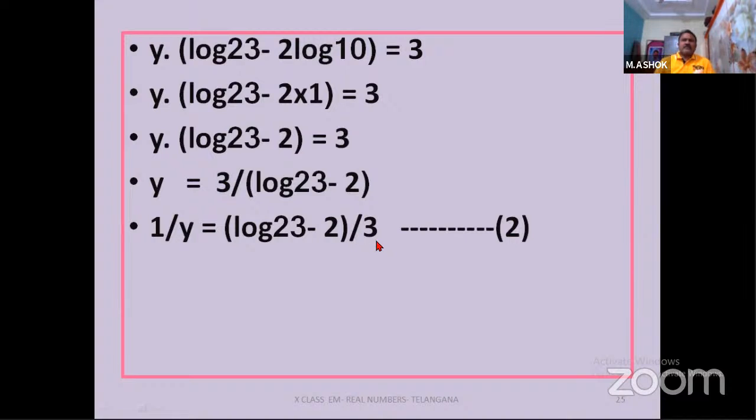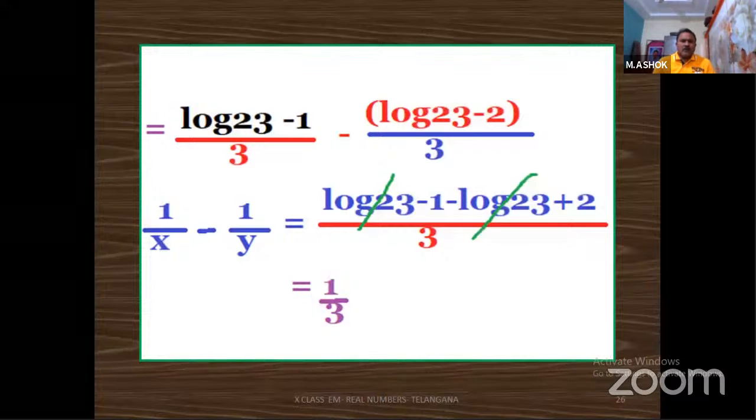So name this as equation number 2. What is equation number 1? 1 by x value we have found. Now from equation 2 we are getting 1 by y value. So equation 1 minus equation 2. Subtract equation 2 from equation 1. Okay. Now log 23 minus 1 by 3, this is 1 by x value. Log 23 minus 2 by 3, this is 1 by y value. Okay.